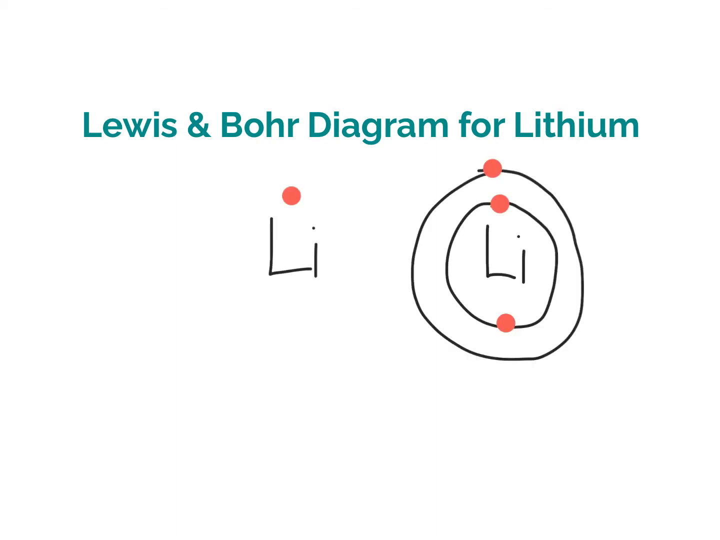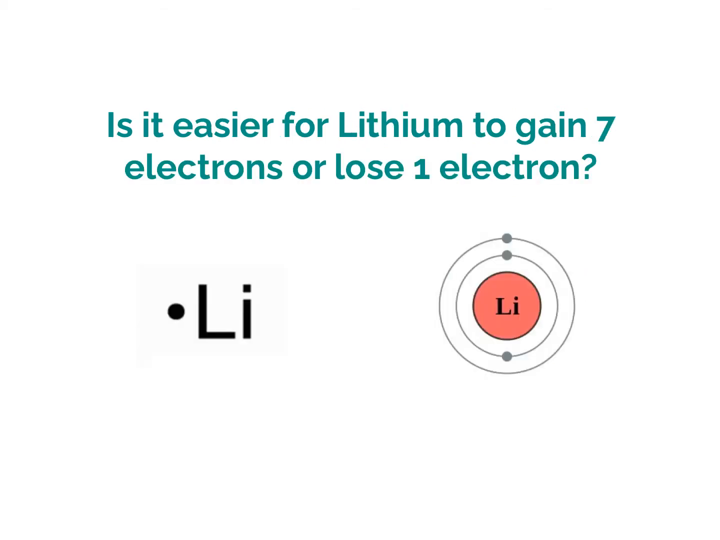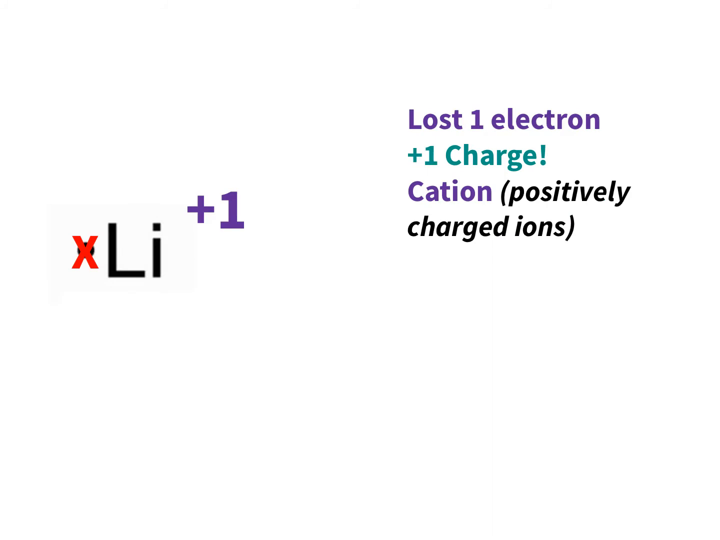Alright, so here are my Lewis and my Bohr diagrams for lithium. Now looking at these, lithium is going to need 7 more to gain a full octet. Is it going to be easier for lithium to gain 7 or to just lose 1 electron to fulfill that duet rule? The answer is going to be it's easier to lose 1 than gain 7. So if we're losing an electron, that means we are getting a positive charge because we are losing a negative charge. So we are gaining a +1 positive charge. This is called a cation, a positively charged ion.